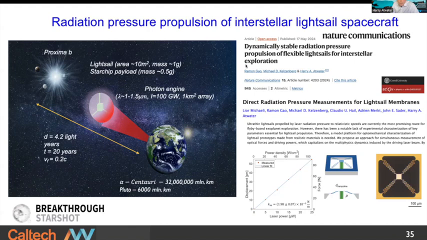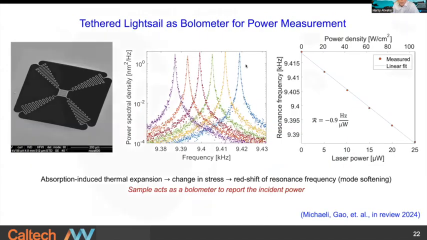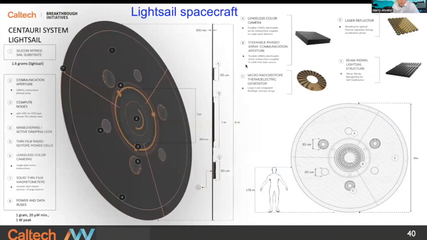We've also conducted recently direct radiation pressure measurements for light sails that have allowed us to interrogate directly the optical forces on these structures. And I don't have time to tell you much more about it. There's lots of exciting experiments going on. I will mention that we have also been looking ahead to think about what an actual spacecraft would look like. And this is sort of an artist's conception of an actual spacecraft.